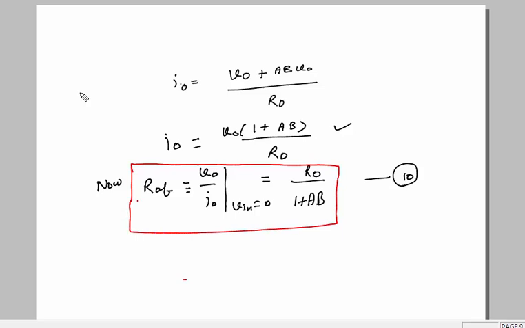So the output resistance with feedback is 1 by 1 plus AB times the output resistance without feedback. It means that with the application of negative feedback, the output impedance of a voltage amplifier, or a voltage series amplifier, or a series shunt amplifier, reduces. All the names are the same. This was also a very important thing, and we have seen this equation in the feedback topic. It is the same topic.